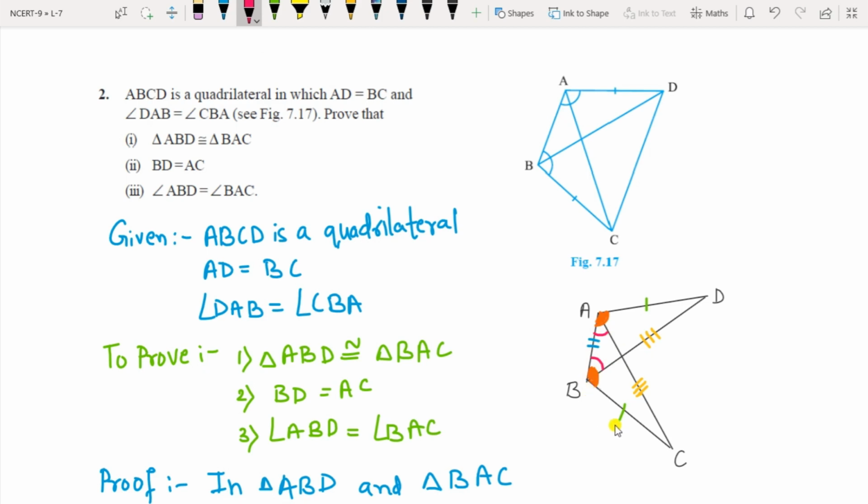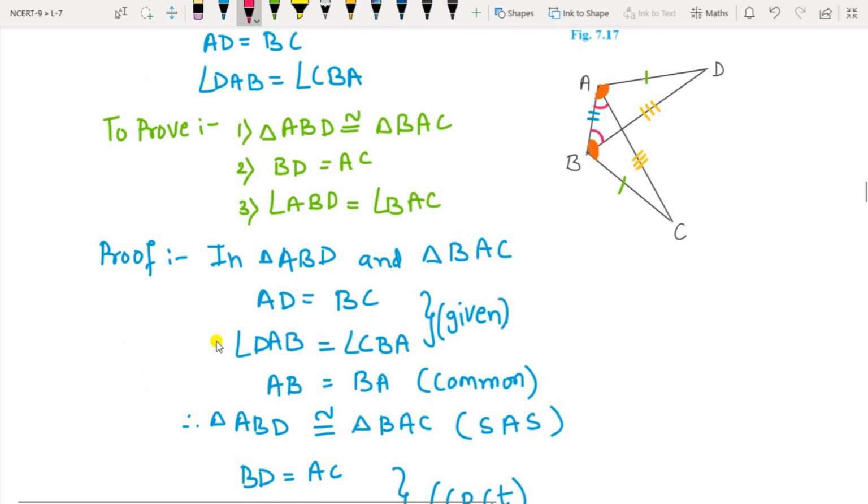Okay. So let us start with the proof here. Consider triangle ABD and triangle BAC. Here AD equal to BC, it is given. Then angle DAB is equal to angle CBA, in the orange color, that angle I have shown, that is also given, that they are equal. And this base on which the two triangles are there, AB, is common. Therefore, the triangles become congruent to each other by side, angle, side.